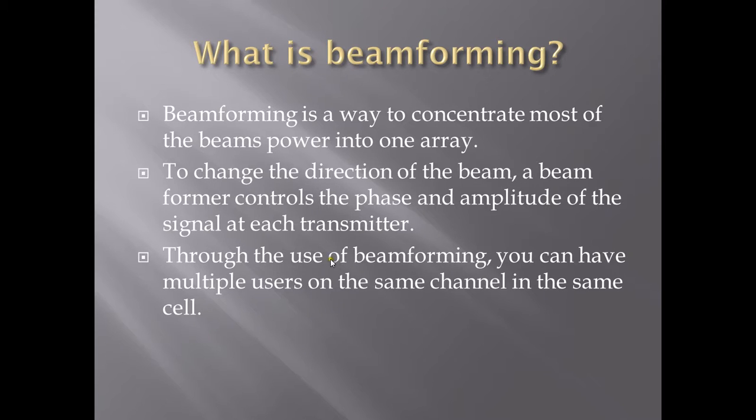What is beamforming? Beamforming is a way to concentrate most of the beam's power into one part of the array. To change the direction of the beam, a beamformer controls the phase and amplitude of the signal at each transmitter. Through the use of beamforming, you can have multiple users on the same channel in the same cell.